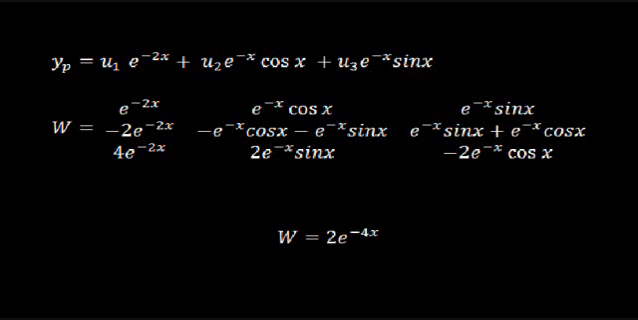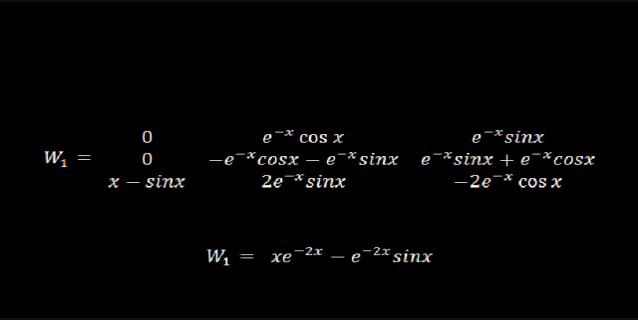we take our W by substituting the solutions of u1, u2, and u3, and their corresponding first and second order derivatives in a 3 by 3 matrix. Evaluating the matrix gives us the W.